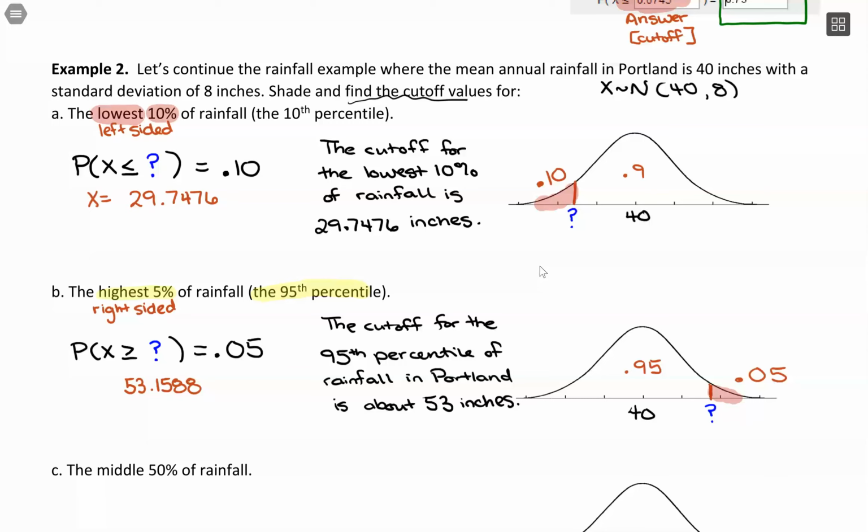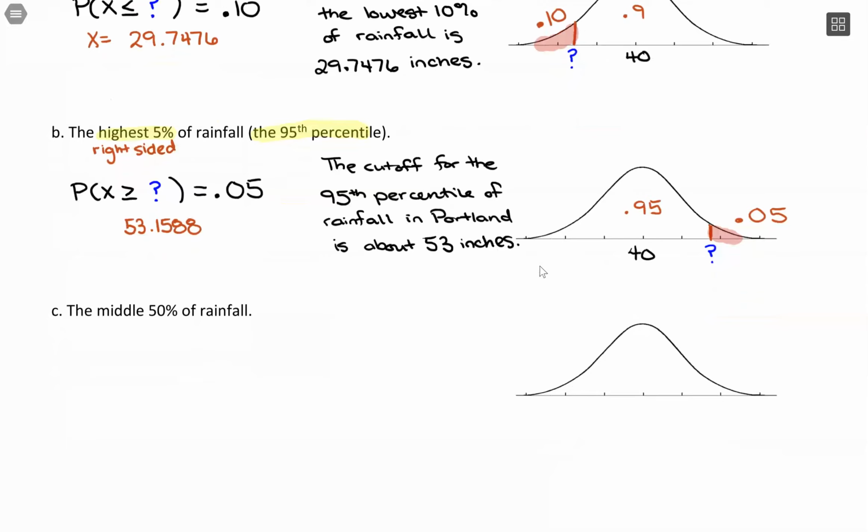If you're answering in terms of a percentile, I could have said the highest 5% of rainfall is about the, like up above. So, all right, our last example here is a special case where we're looking for the middle 50% of rainfall. So this isn't lower or upper, it's between two values.